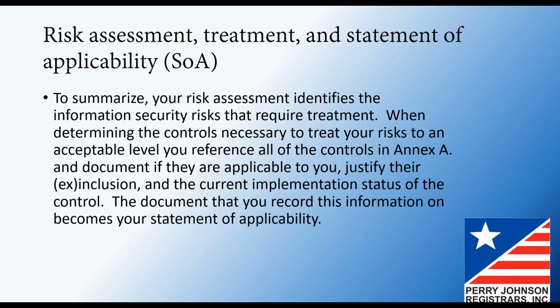So to try and summarize this, your risk assessment identifies the risks that require treatment. When determining what controls your company is going to implement, you reference all the controls in Annex A to determine if they are in fact applicable. If not, you justify their exclusion, and then you also want to document the current implementation status of the control. And that document that you record this information on is what is known as your statement of applicability.